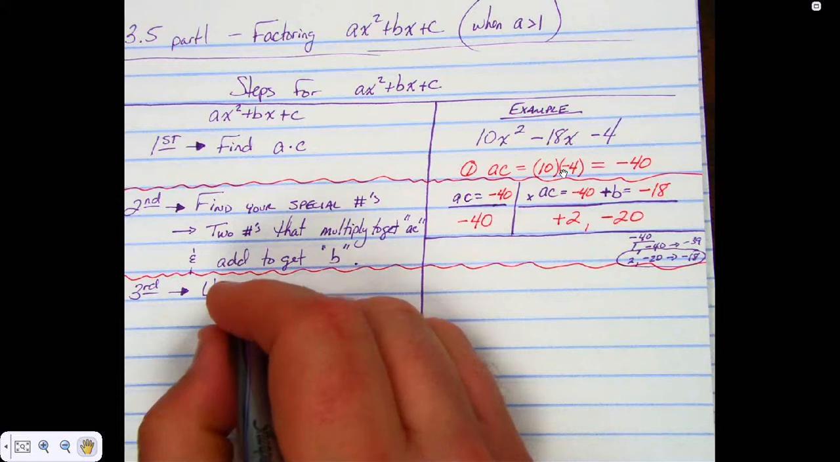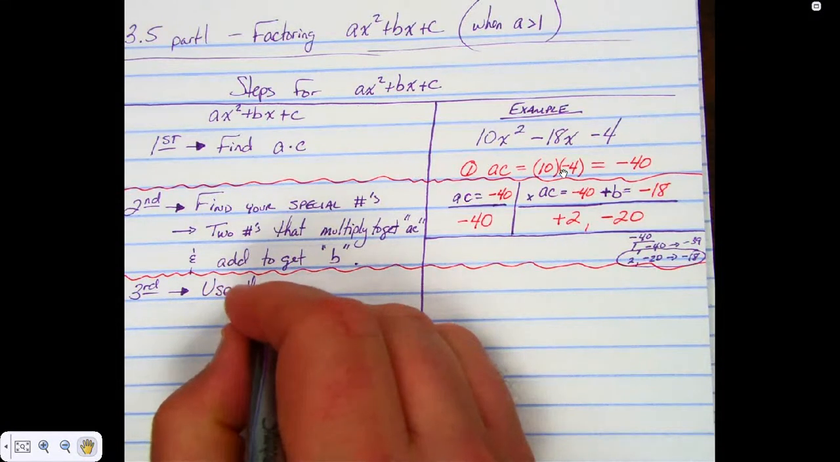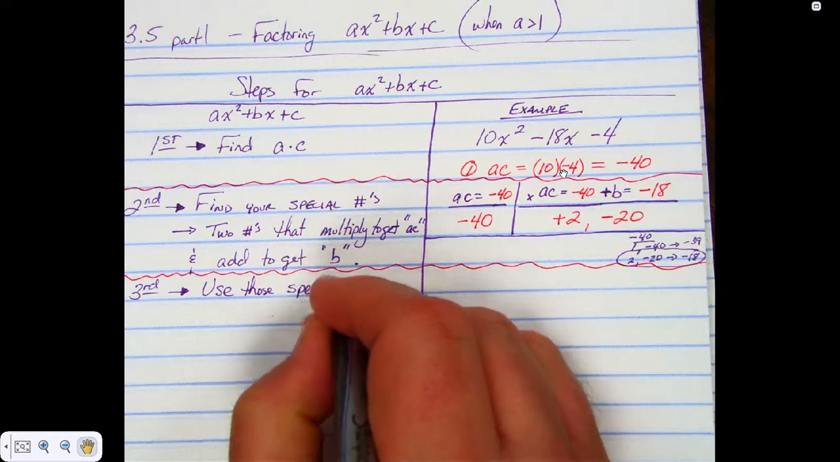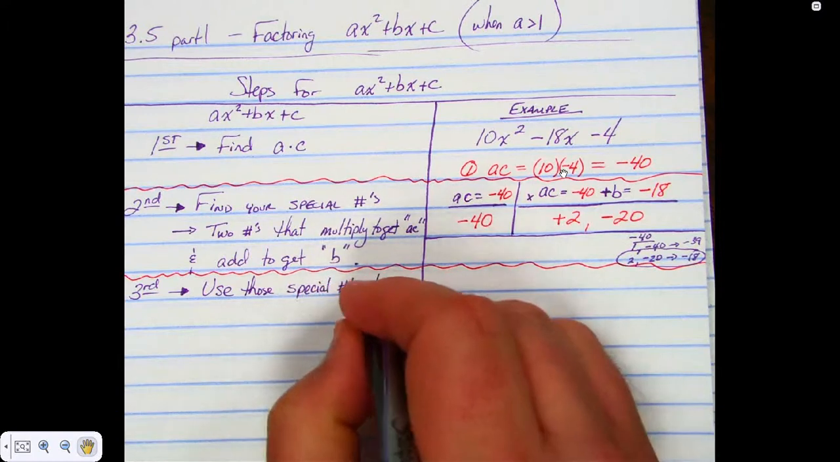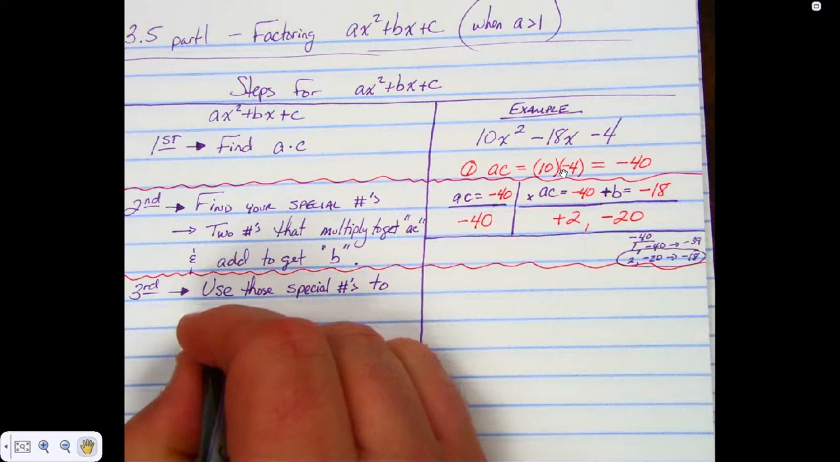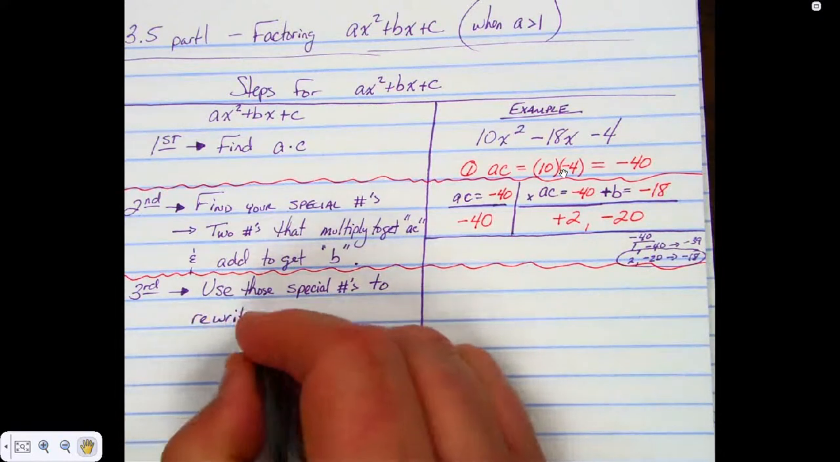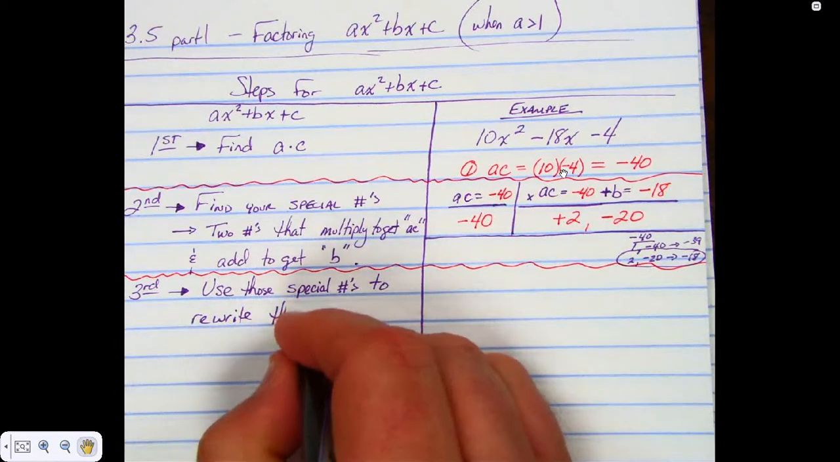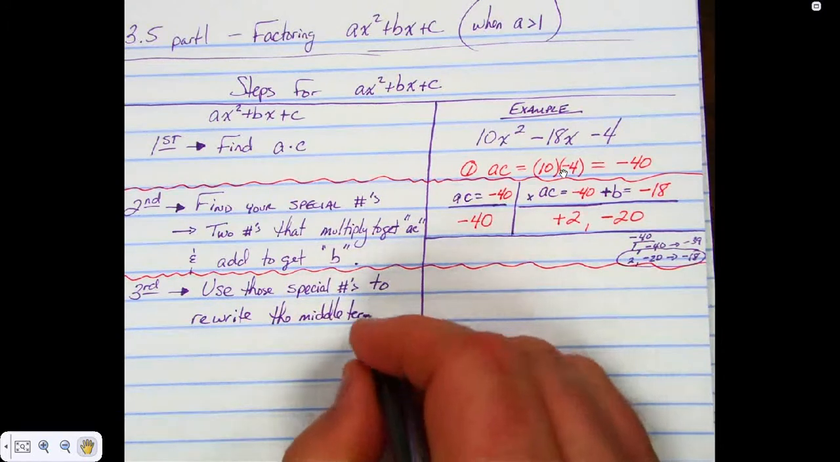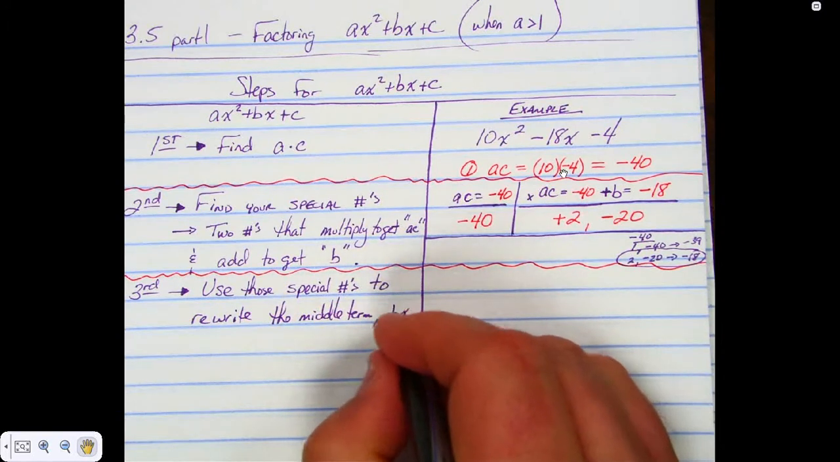Use those special numbers to rewrite the middle term. In other words, the bx.